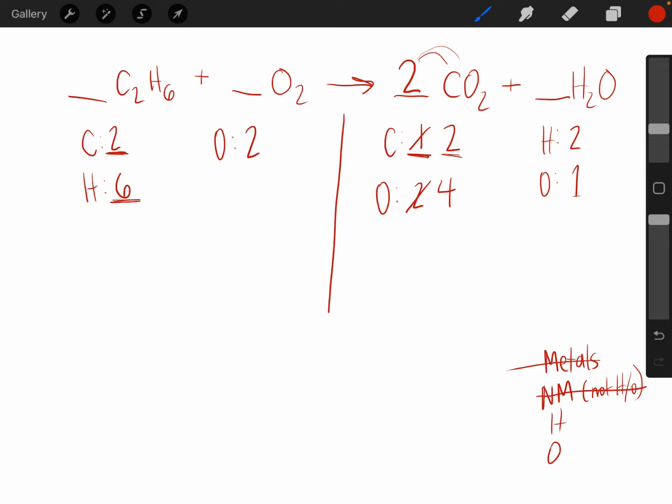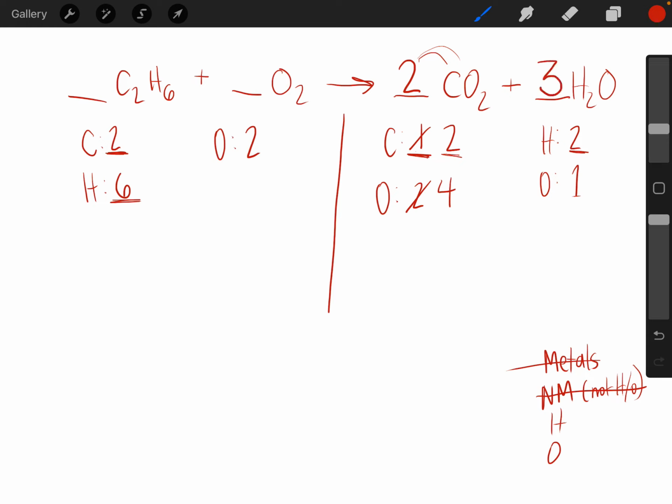There are 6 hydrogens on the left side. There are 2 hydrogens on the right side. That's not even, right? 6 is way bigger than 2. So we want to multiply our smaller number, which is 2, by a number that will get it to 6. And that number ends up being 3. 3 times 2 is 6.